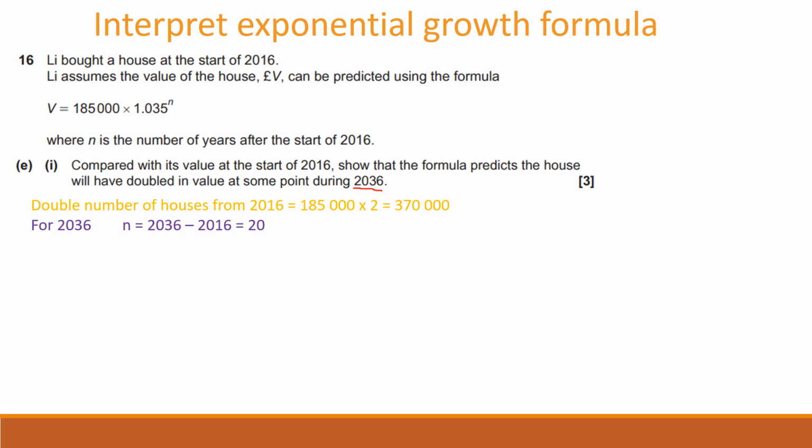Now, if I take 2036 and work out the number of years, 2036 take away the 2016, which is the initial part, gives me 20. If I put that in the formula, again, the same formula on the third line down here, I've got V equals 185,000 times 1.035 to the power of 20, and that is 1 mark. If you work that answer out, you get 368,111. So that's your second mark. This question is worth 3 marks in total.